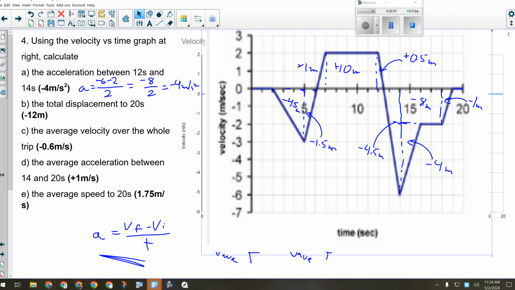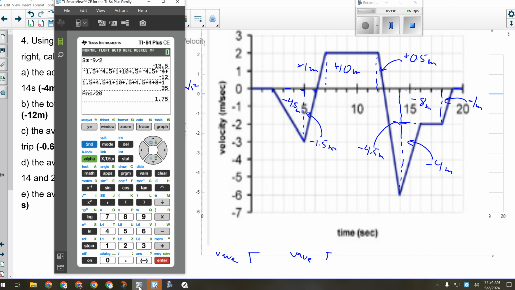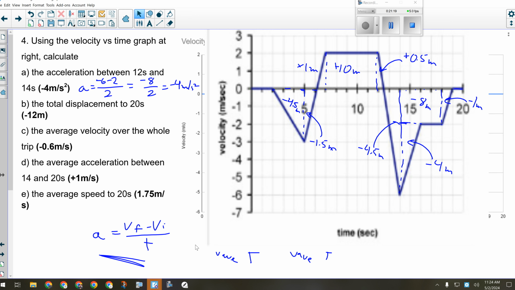I'm finding displacement, which is a vector quantity. So luckily I still have that number right here. So I went -1.5, -4.5, 1, 10.5, -4.5, -4, -8, and -1. Added them all together, I got a total displacement of -12 meters, which is exactly what I should get.